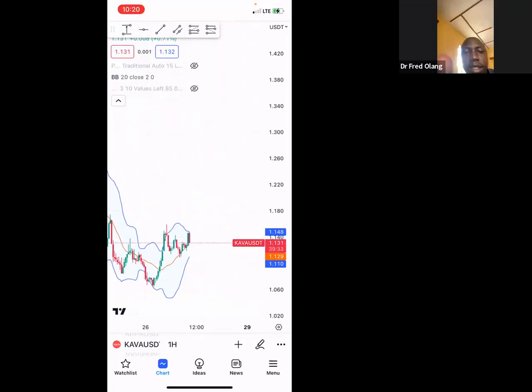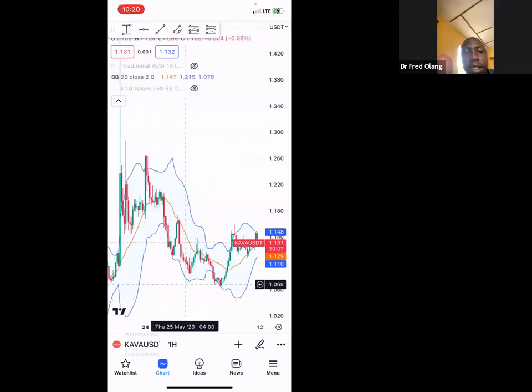Like you see at this point, we went up, but later we came back and retested the moving average. Sometimes we may go through it and go down, or it might hold us and we go back up. But in most cases, even when we are going down, we come back and test the moving average. So in most cases, we shall always come back to test the moving average.